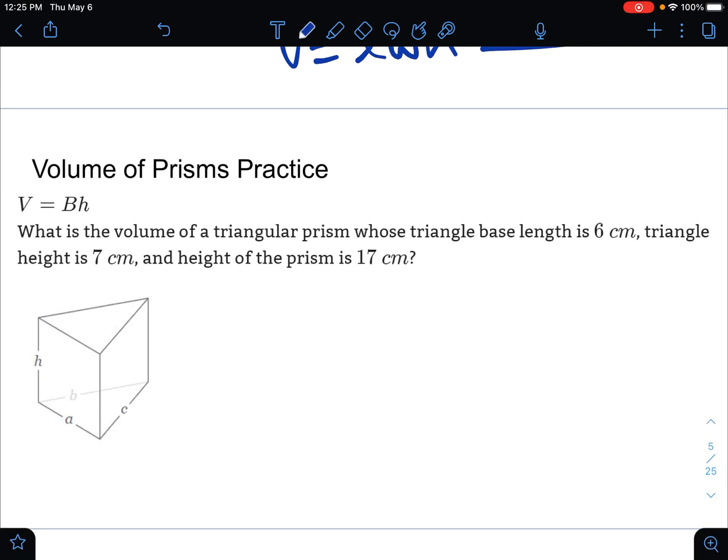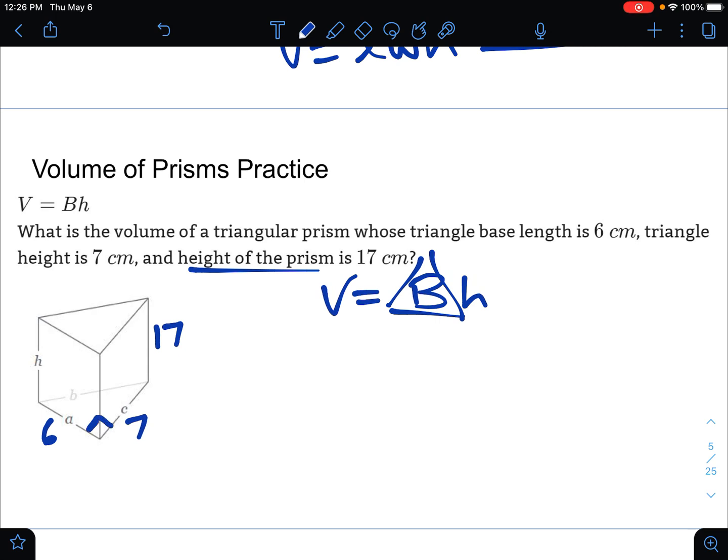The next one is a triangular prism. So we're going to stick with this formula here, area of the base times height. And this time the shape of the base is a triangle because it's a triangular prism. So it tells us that the base length is 6 by 7 and the height of the prism is 17. So 17 is the height of the prism and the triangle is a 6 by 7 base and height, which means they make a right angle. So it's basically a right triangle that is a 6 by 7. Then that area is stretched in 3 dimensions by a height of 17.